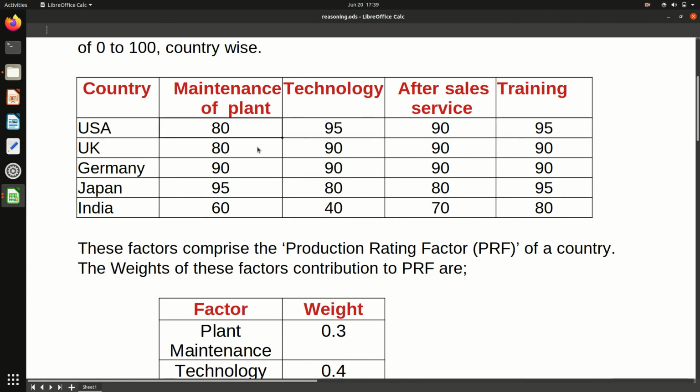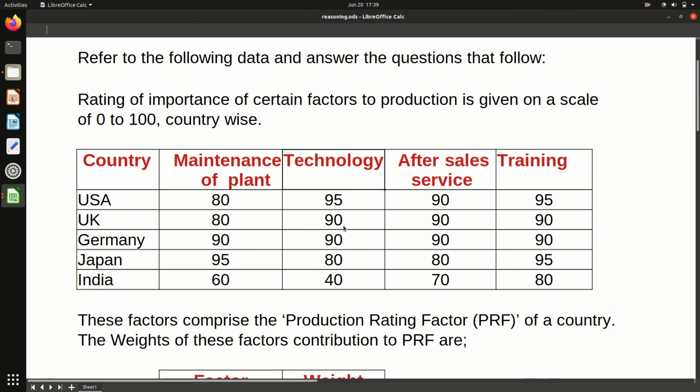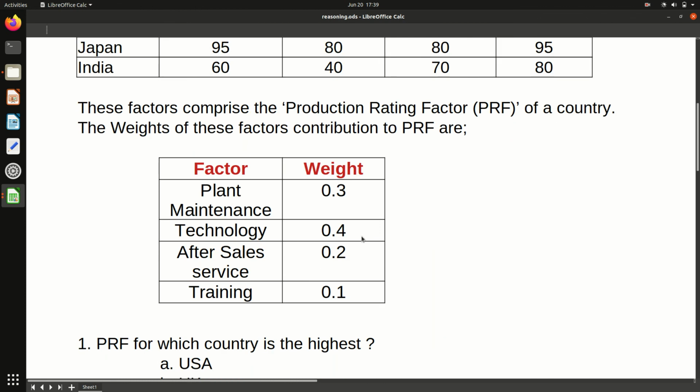Each rating has some factor. It is not that we will directly do 80 plus 95 plus 90 plus 95, because this is just a rating, but something has extra weight. All things are not equal. Maintenance of plant, technology, all will not contribute in an equal way. Technology contributes a lot, so its weight was high, and training is 0.1, so it is just a little bit of contribution. So this weight we have to keep in mind.